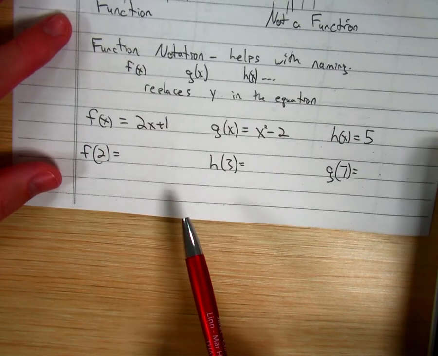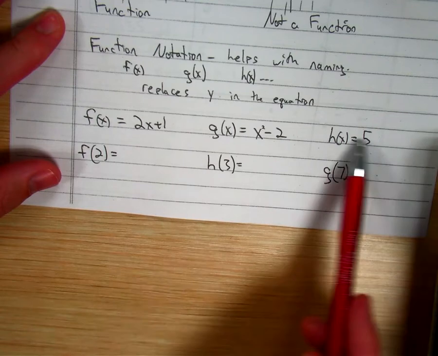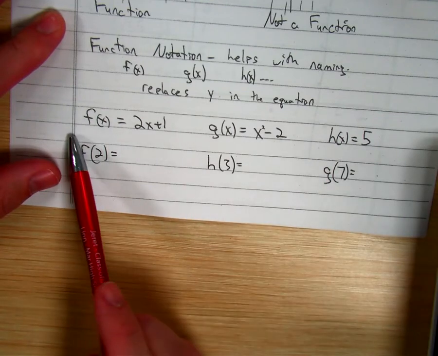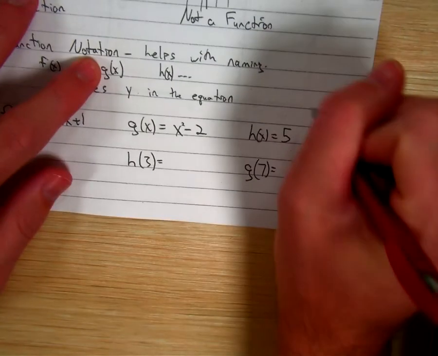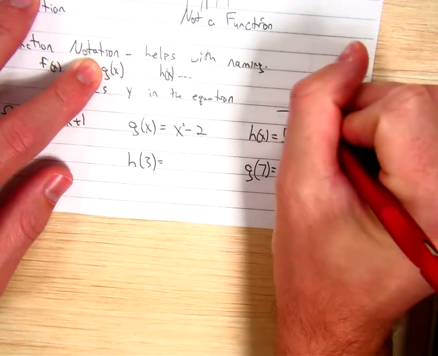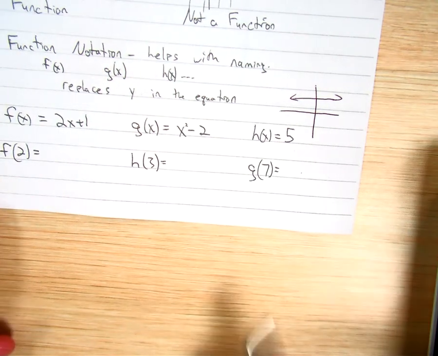So this is what you would have, a bunch of equations, functions here. f of x equals 2x plus 1. g of x equals x squared minus 2. And h of x equals 5. No matter what, h of x is 5. What would that look like? That's just going to be a flat, horizontal line at 5.